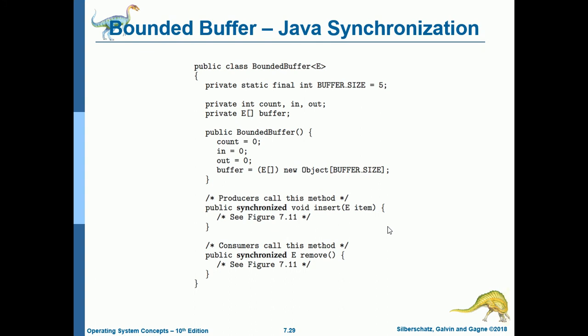Locks are released when the owning thread exits the synchronized method. So this is the bounded buffer Java synchronization. We have this code. What is this code doing? It implements a solution to the bounded buffer problem wherein the producer and consumer invoke the insert and remove methods respectively.